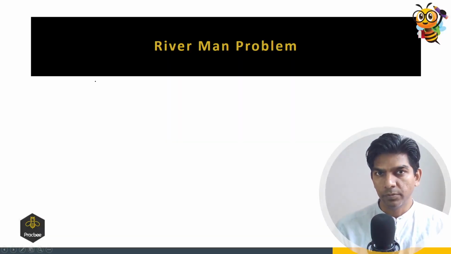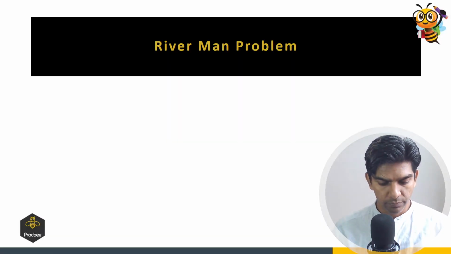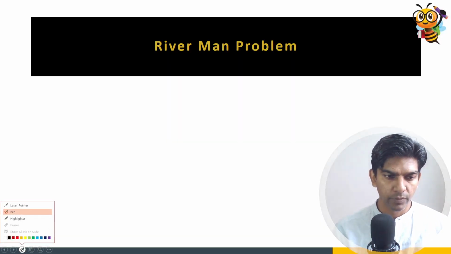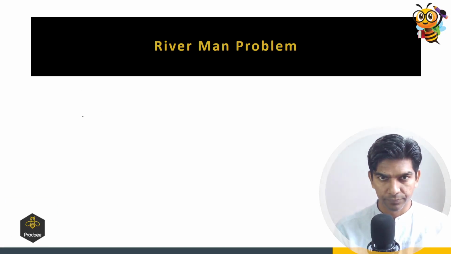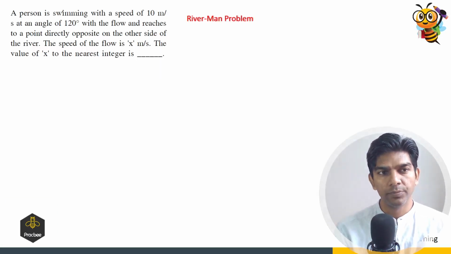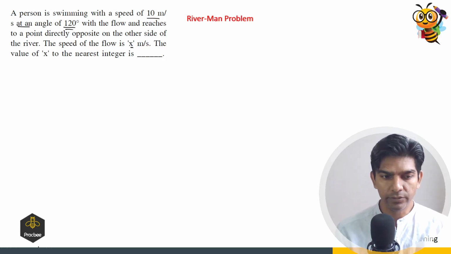Now let us see the next problem type, which is based on the river-man problem. Let us see a question. A person is swimming with a speed of 10 meters per second at an angle of 120 degrees with the flow, and reaches a point directly opposite on the other side of the river. The speed of the flow is x meters per second, and we need the value of x to the nearest integer.